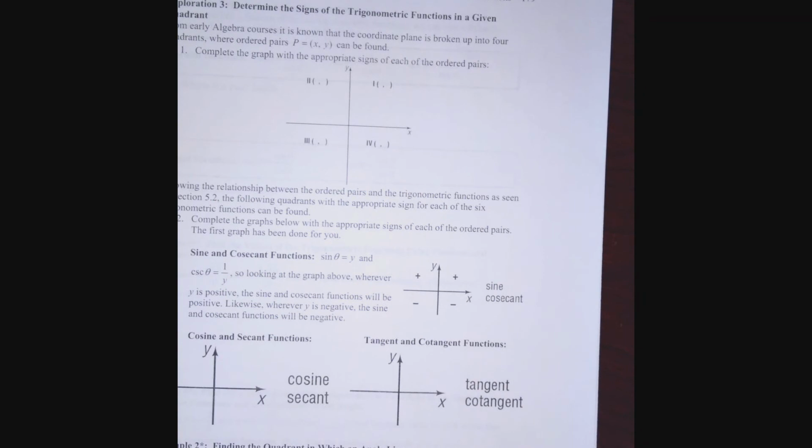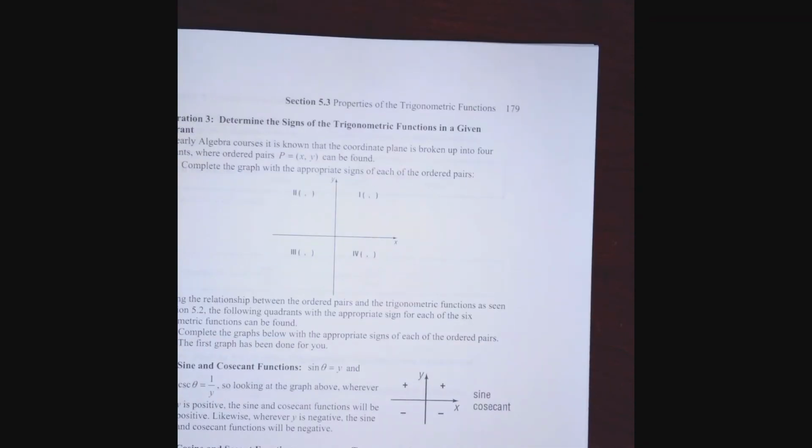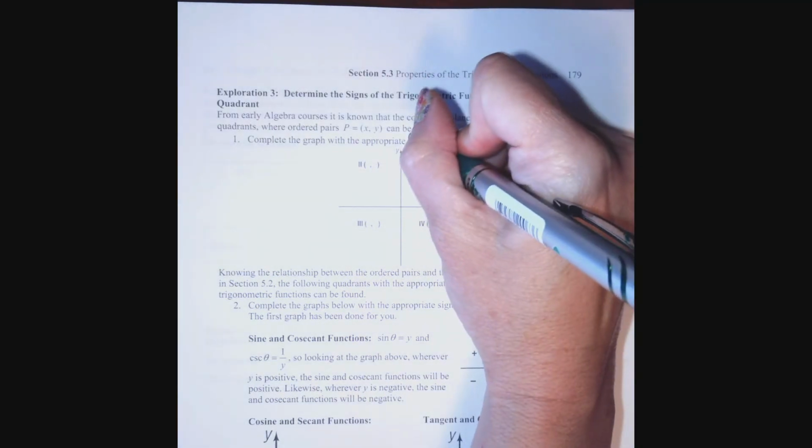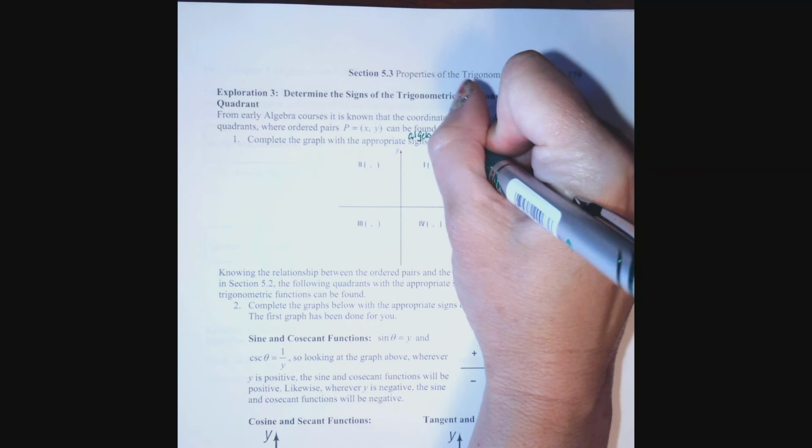All right, next page. Exploration number 3, excuse me, asks us to determine the sign of the trig functions in a given quadrant. Okay, so let's think about this. It says to complete the graph with the appropriate algebraic signs of the ordered pairs. S-I-G-N, not S-I-N-E. So we're going to label that as algebraic signs.